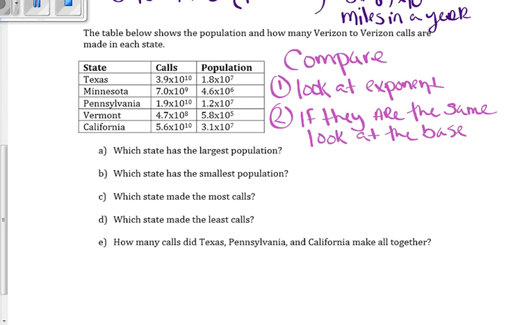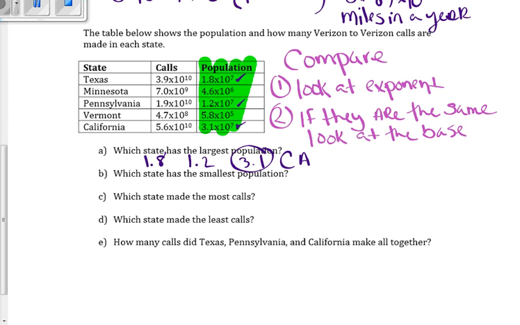Which state has the largest population? So we want to look in the column that has population. So remember, we want to look for the largest exponent first. So that has a 7, that has a 7, that has a 7. So right now we're between the states of Texas, Pennsylvania, and California. Next, we're going to look at the base. So we have 1.8, 1.2, and 3.1. So what would be the largest number here? That's right, California.